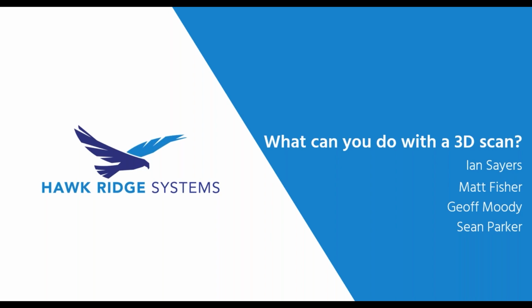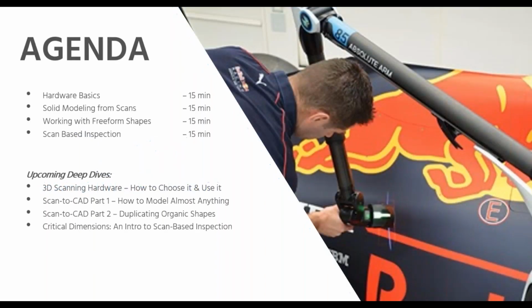Today, he's going to share the basic principles of reverse engineering from scan data, whether that's prismatic or challenging organic parts. He'll show you how to quickly create reference models, as well as fully editable parametric models with a full feature history, and some techniques for copying parts exactly, implementing changes, and designing around existing objects, and ensuring all that's accurate. So up first, we have Ian.